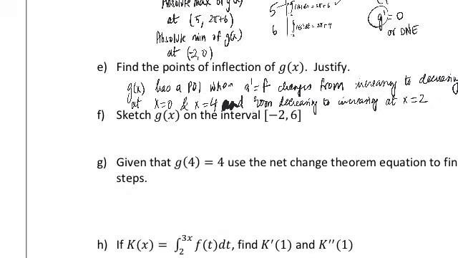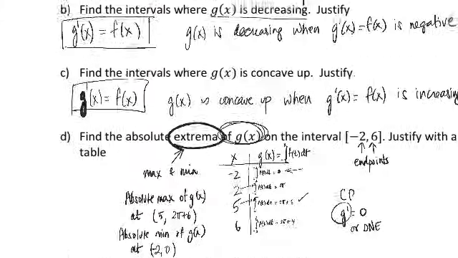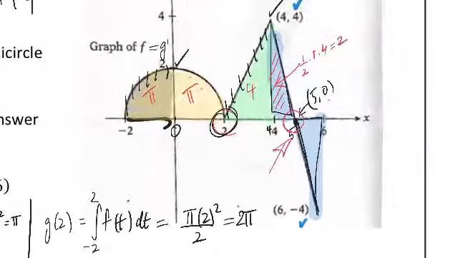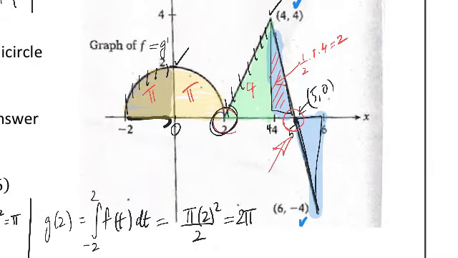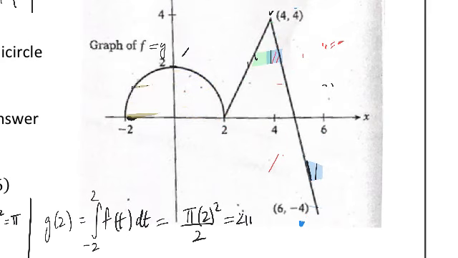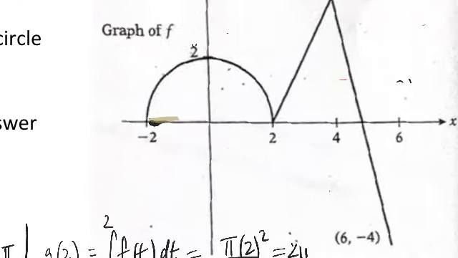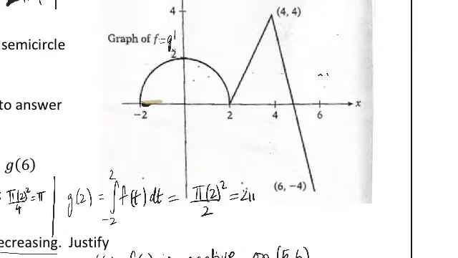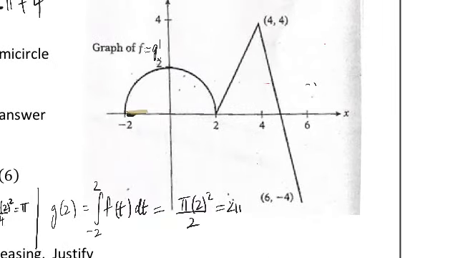Okay. Sketch G of X on the interval negative 2 to 6. Okay, so for that one, we're going to come here. I want to erase some of what I have here to make it a little less busy. Okay, so we're going to erase this, and I'll show you how to sketch this. I would leave here graph of F, which is equal to G prime, because that's the whole basis of our whole analysis, right? Okay, so we want to start with those G values that you figured out.